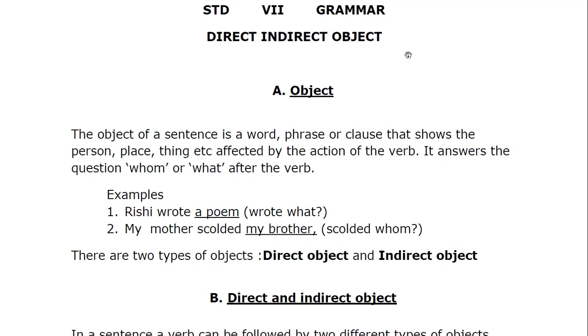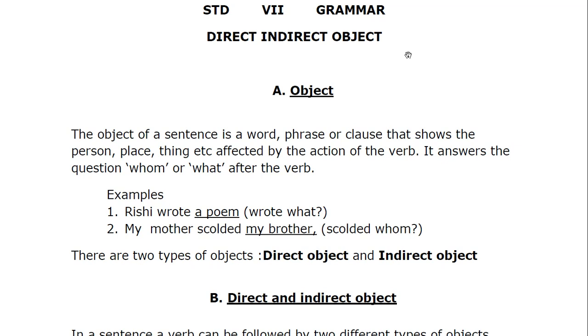So whatever the action has been done, on whom it is being done, that is your object. Correct? It answers the question what or whom after the verb. So it gives you the answer. Now why two questions? Because there are two types of objects. So one object answers the question whom and the other object answers the question what.